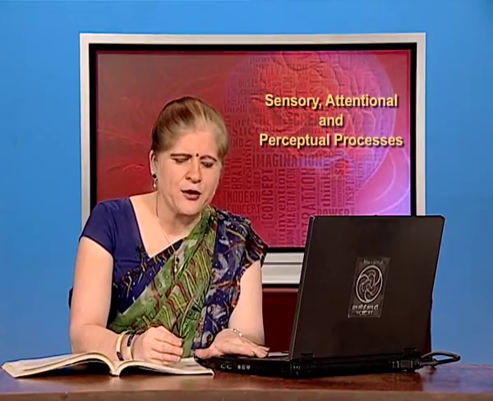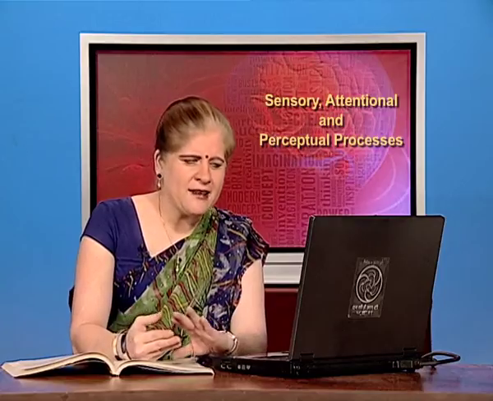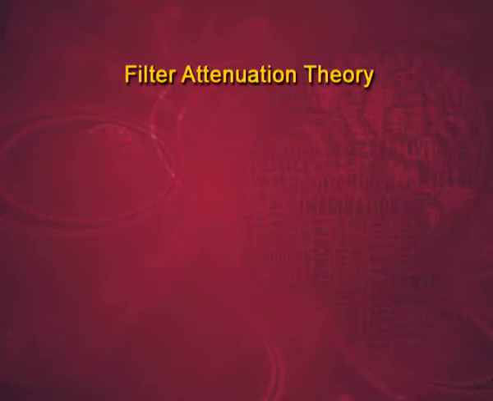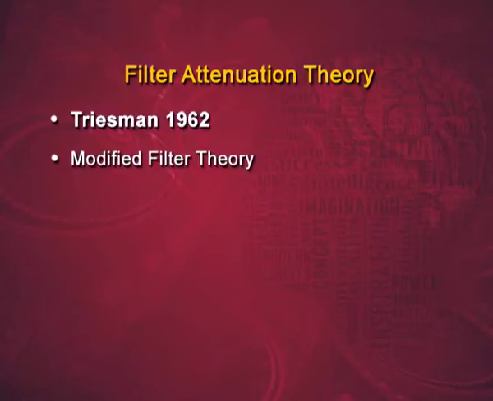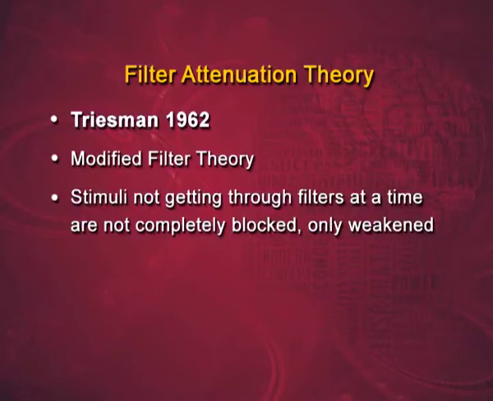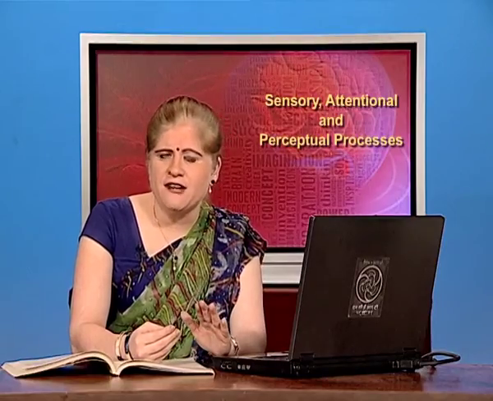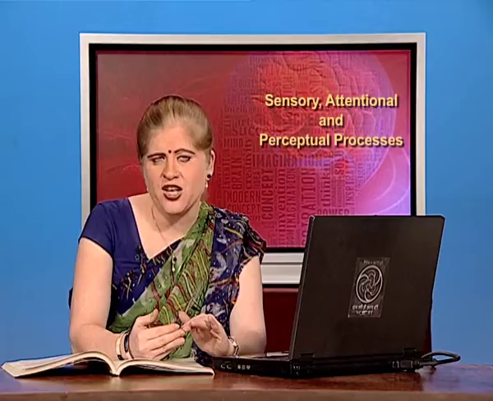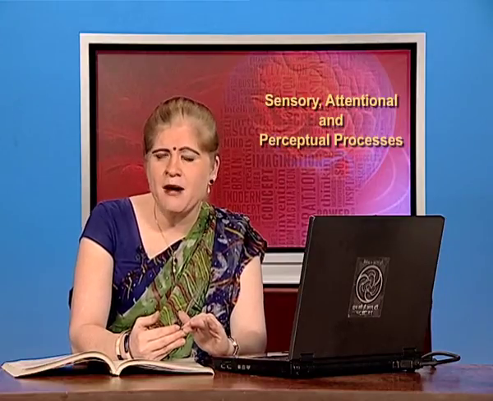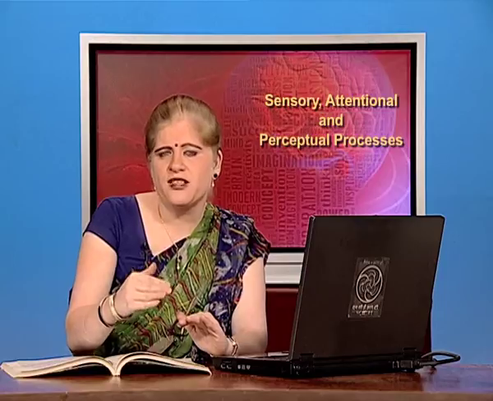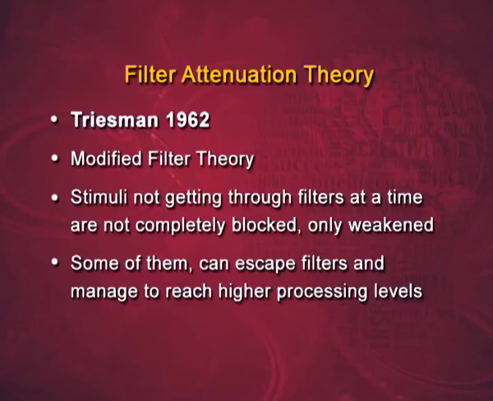Therefore, a second theory changed it a little bit, and in 1962, by changing the filter theory, Treisman proposed filter attenuation theory. It is a modified filter theory. It says that the stimuli which were getting through the filters at a time are not completely blocked, they are only weakened. So, if a certain stimulus reaches the higher levels, the others which are not able to reach the higher levels are still there, and they might at some times penetrate through these receptors and be attended to. Some of these can escape the filters and manage to reach the higher processing levels.